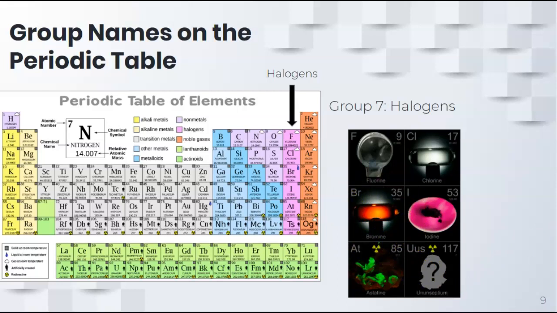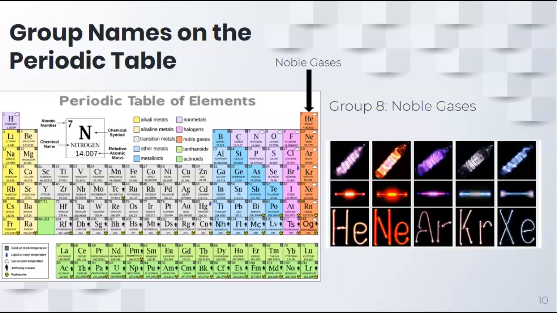And last but not least, we're going to group number 8, the noble gases. Noble gases are called that because they are very low reactive. They don't mix with anyone, just like back in the day when there were peasants and kings. The kings were called the nobility, and the nobility did not mix with the common people. The noble gases don't mix with the rest of the periodic table.